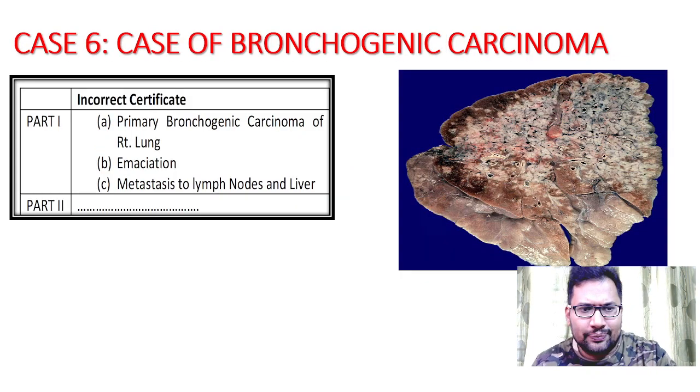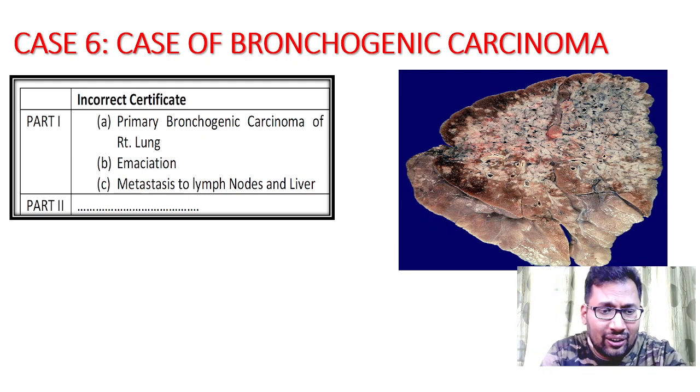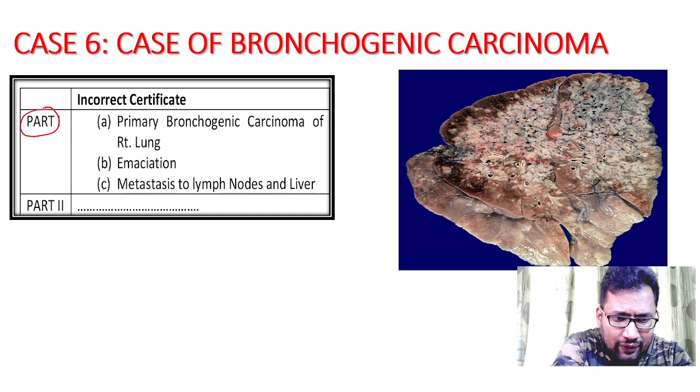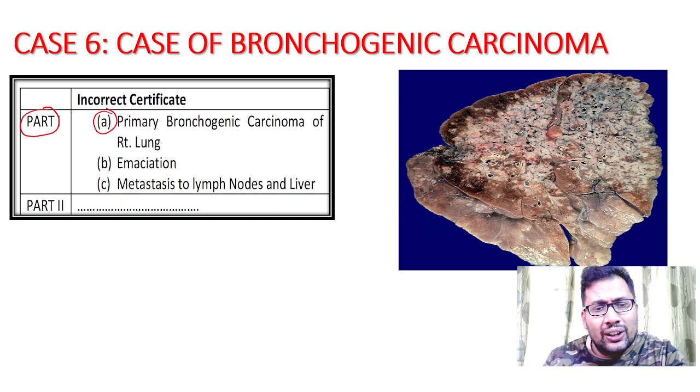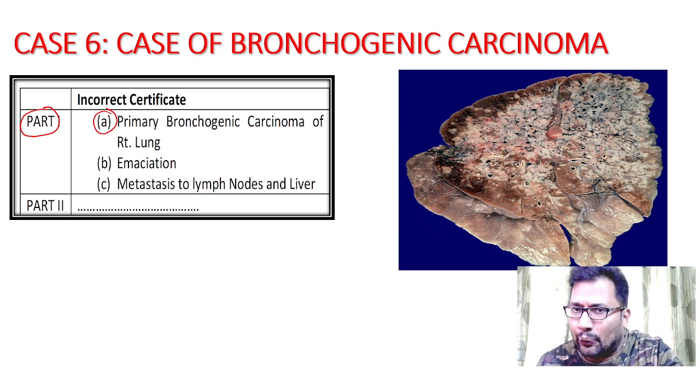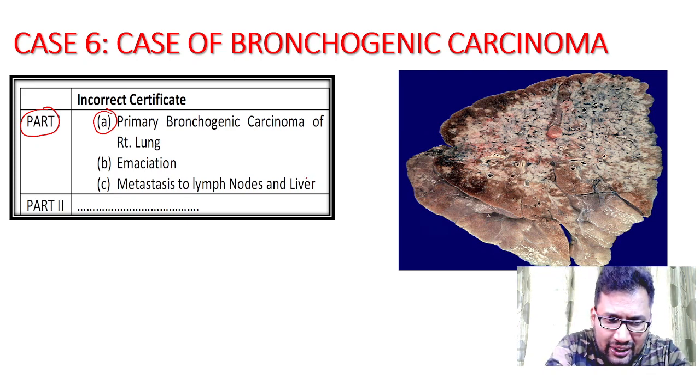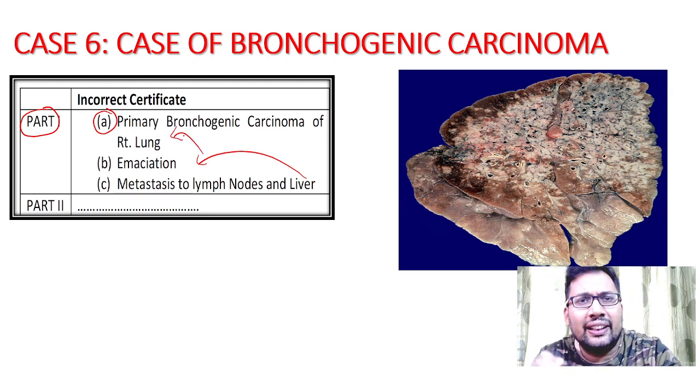Case number 6. A case of bronchogenic carcinoma and death. Now here, see, there is a death certificate given which is incorrect. What is given here? In part 1, 1A it is given primary bronchogenic carcinoma of right lung. 1B, emaciation. 1C, metastasis to lymph nodes and liver. See how, logically, by sequence it is incorrect. How does metastasis lead to emaciation, how does emaciation lead to bronchogenic carcinoma? So this is an incorrect certificate.